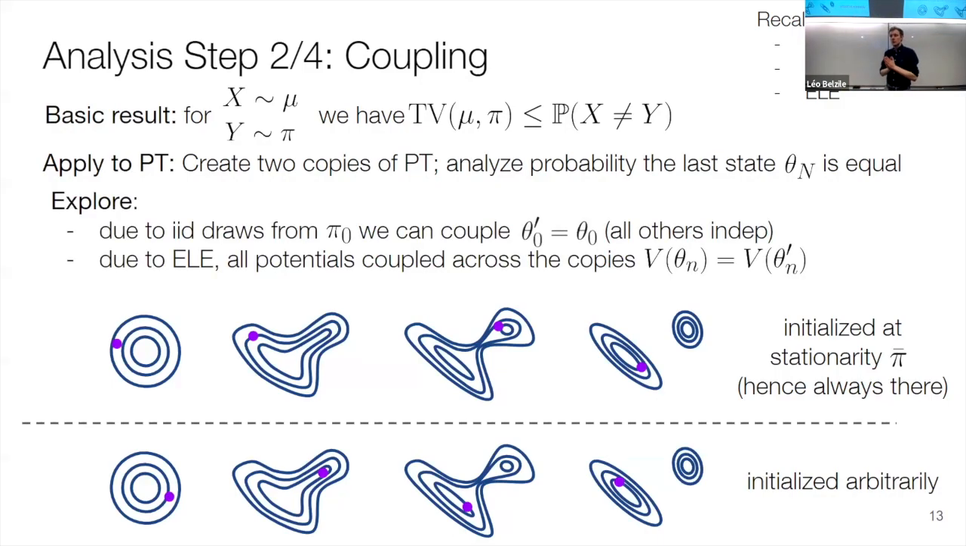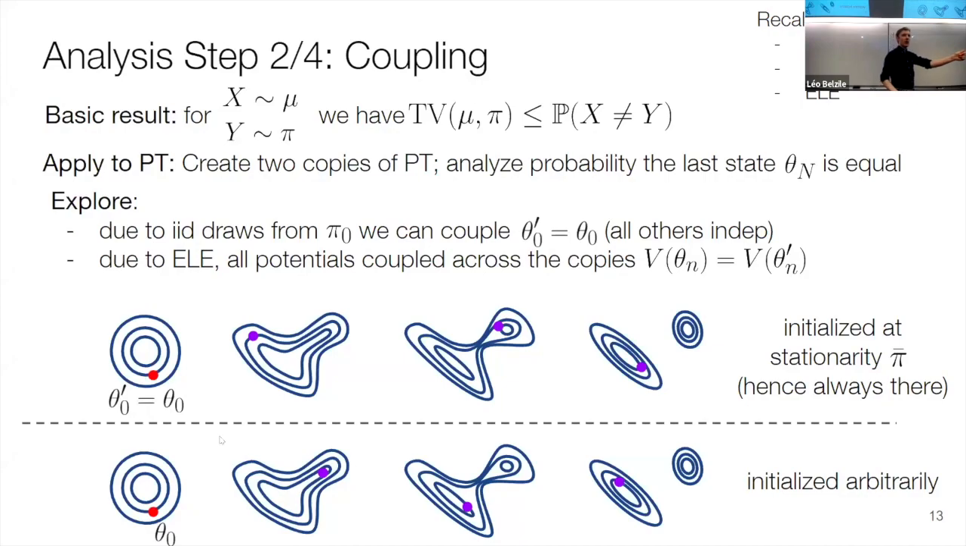Our assumptions show up immediately in our analysis. So let's do our exploration step for PT, the very first step. We need to couple these 2 copies of PT. Because in the Explorer, due to the fact that I have IID draws from my reference, after a single exploration step, I can make the states in this reference chain equal one another, right?